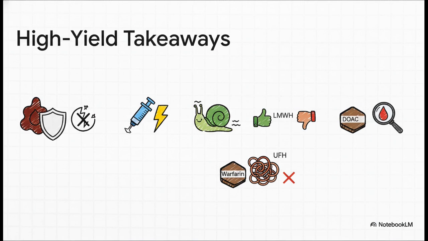So, to summarize the whole lecture, if your brain is feeling full and you can only remember 5 things, please remember these 5 high-yield points. 1. Anticoagulants prevent, they do not dissolve. 2. Heparin is parenteral, fast for emergencies. 3. Warfarin is oral, slow for long-term maintenance.